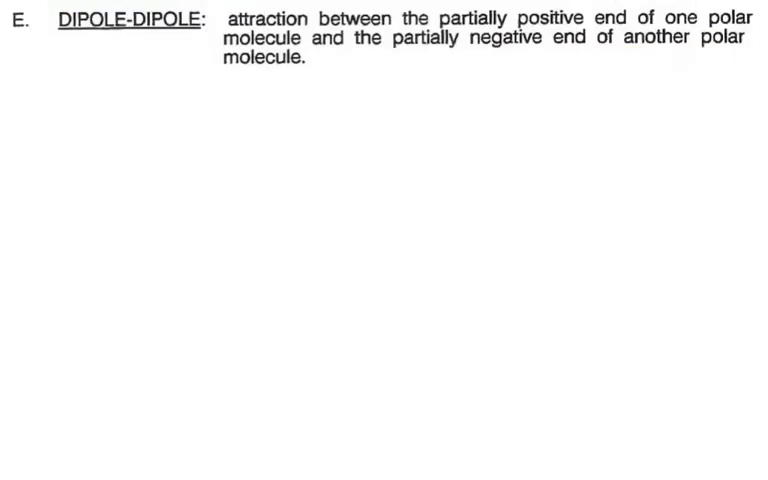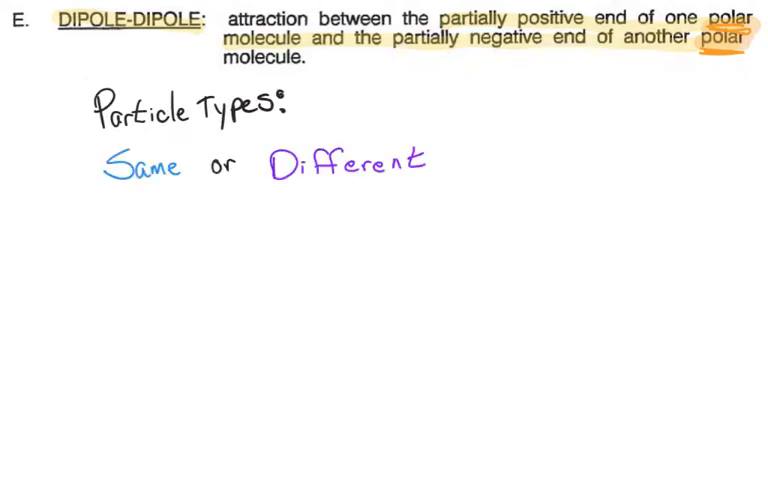And our third strongest interparticle force is called the dipole-dipole interaction. This is an attraction between the partially positive end of one polar molecule and the partially negative end of another polar molecule. In this case, these two particles can be the same or they can be different, and I'll show you what I mean by that in a moment. The main key to focus on here, though, is that we have two polar compounds. If we have one that's polar and another one that's polar, then we're going to have some sort of dipole-dipole interaction between them. Now again, those can be the same or they can be different.